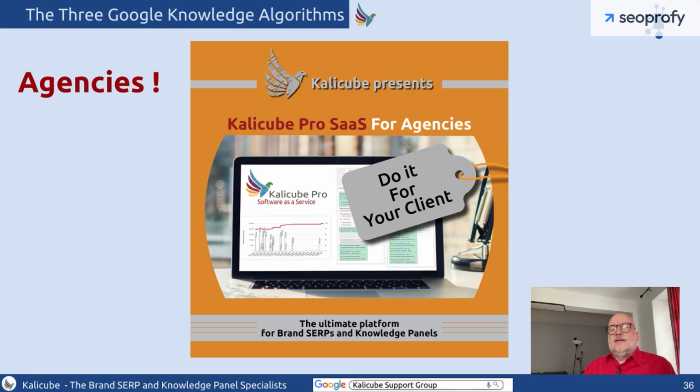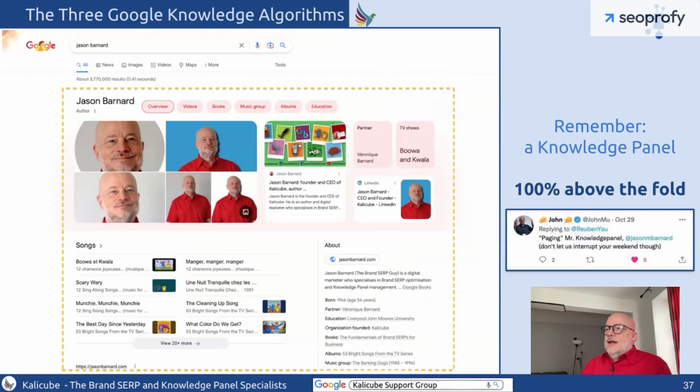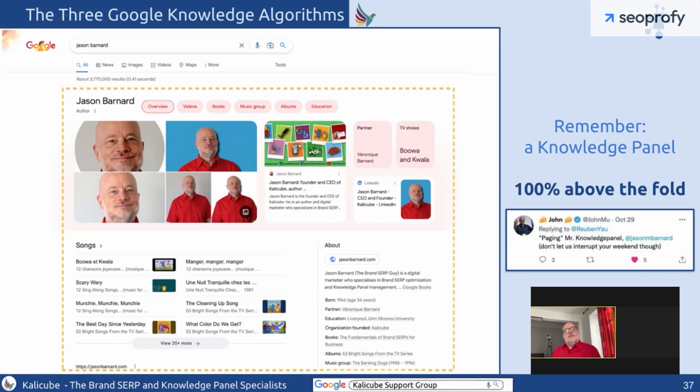And it's incredibly effective for managing knowledge in Google's brain. Generally speaking, we can get Google to understand in 3 months, and we can get it to be incredibly confident in that understanding within a year. So a year-long project to get Google to understand who you are, what you do, and which audience you serve, and to present that perfectly 100% above the fold in a knowledge panel. Remember, a knowledge panel can be 100% above the fold. This is what the future looks like for people, for products, for books, for companies, whoever you might be.